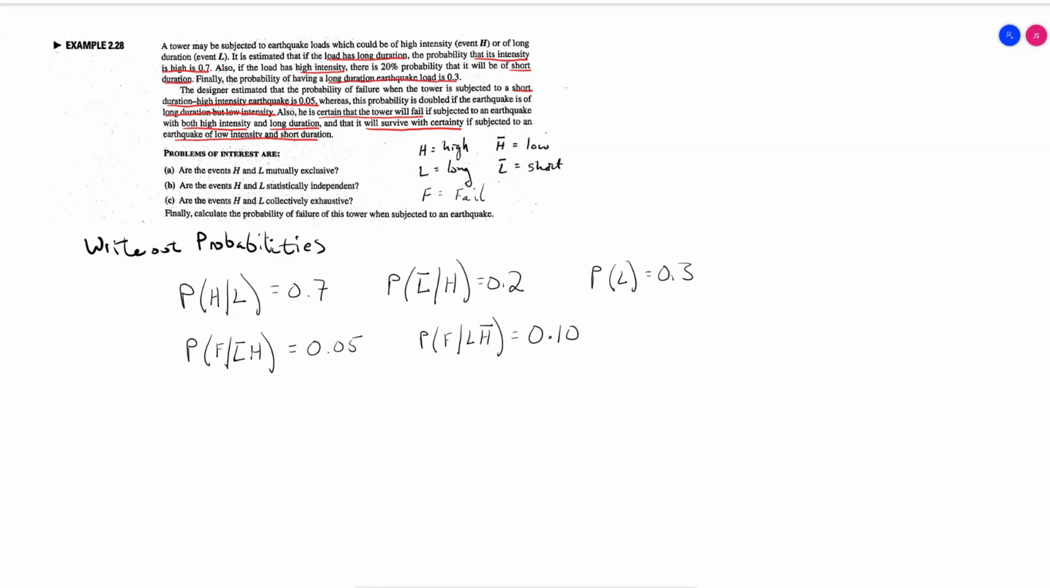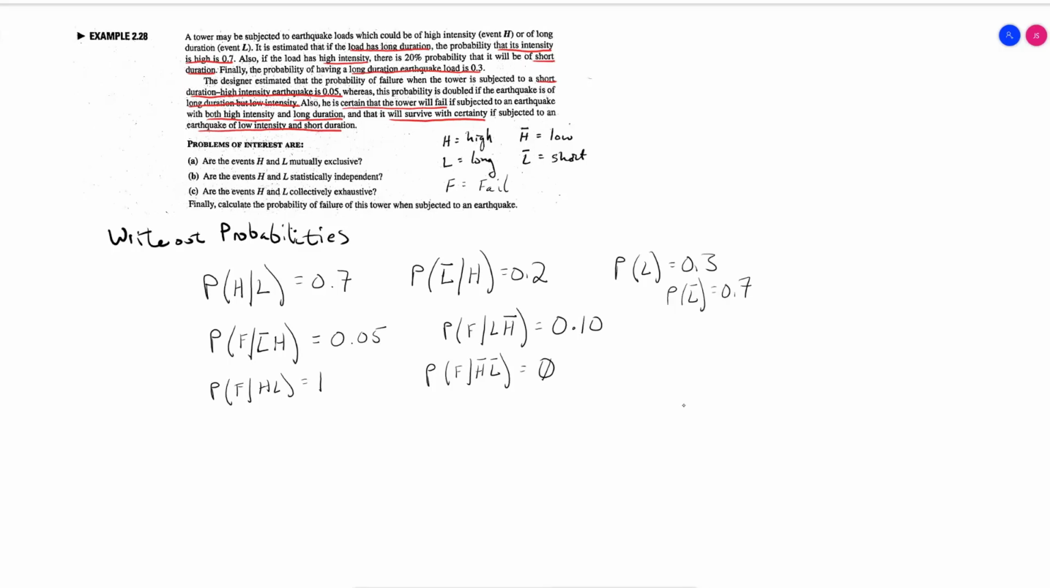All right, now last two things here. We're certain that the tower will fail. So the probability of failure if it's subjected to both high intensity and long duration. So high intensity, long duration, and that's equal to 1. And then probability of failure given low intensity and short duration. So H complement, L complement is equal to 0. All right, that was a lot. All that was embedded in those prompts.